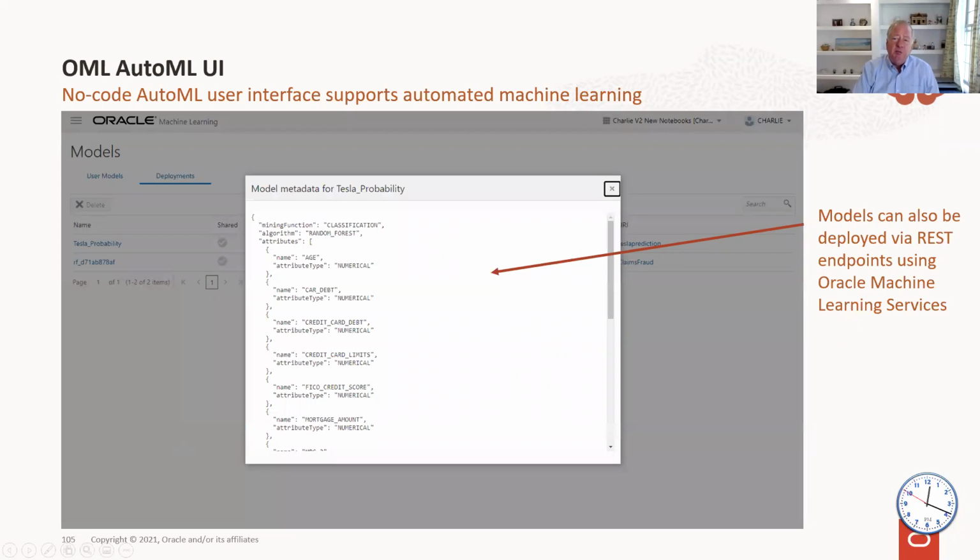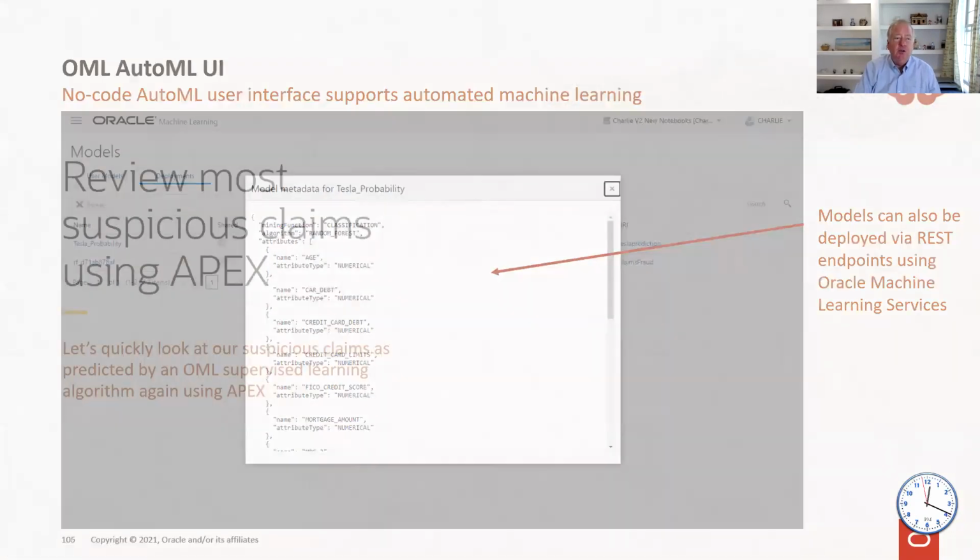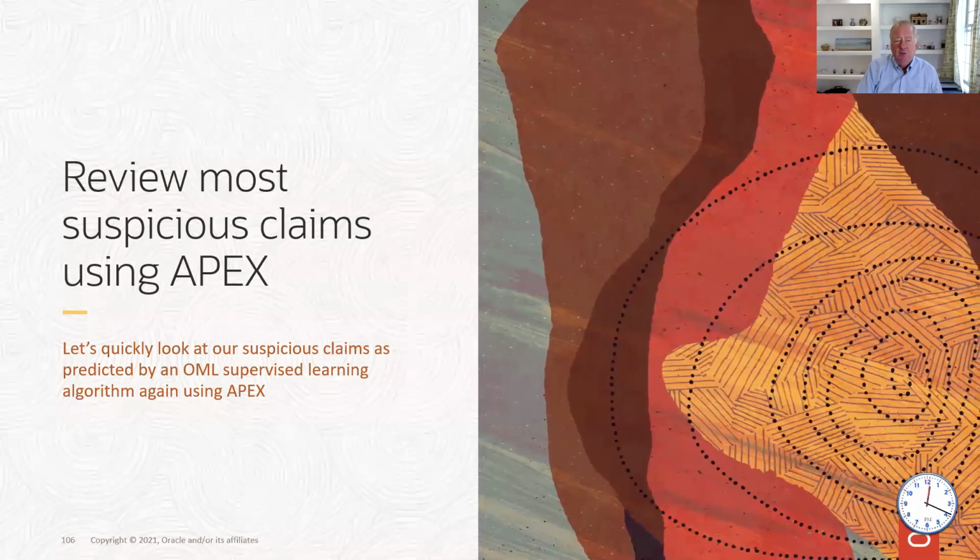You also have the ability to deploy the models through REST endpoints. If you don't want to use the database directly, but you want to use the database to score the model inside the database, you can use the REST endpoints. We deploy those. We're almost done here.